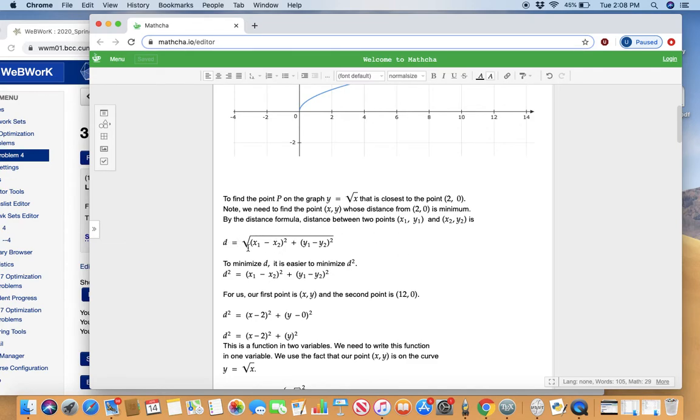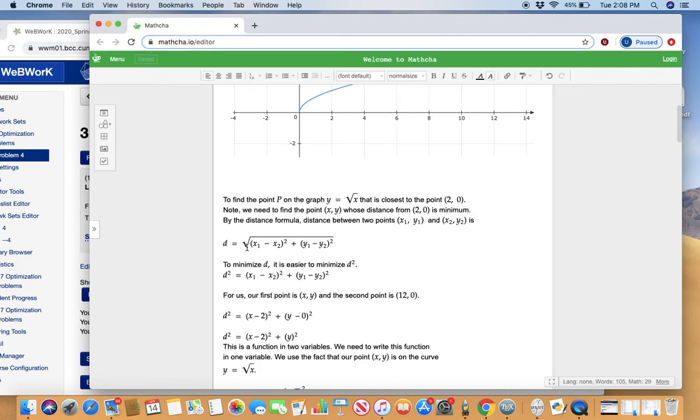But notice the distance formula comes with a square root symbol. So the derivative is harder with a square root. So why not take the square of it? To minimize d, it is easier to minimize d squared. So consider d squared, that is, get rid of the square root. Now you have this function.